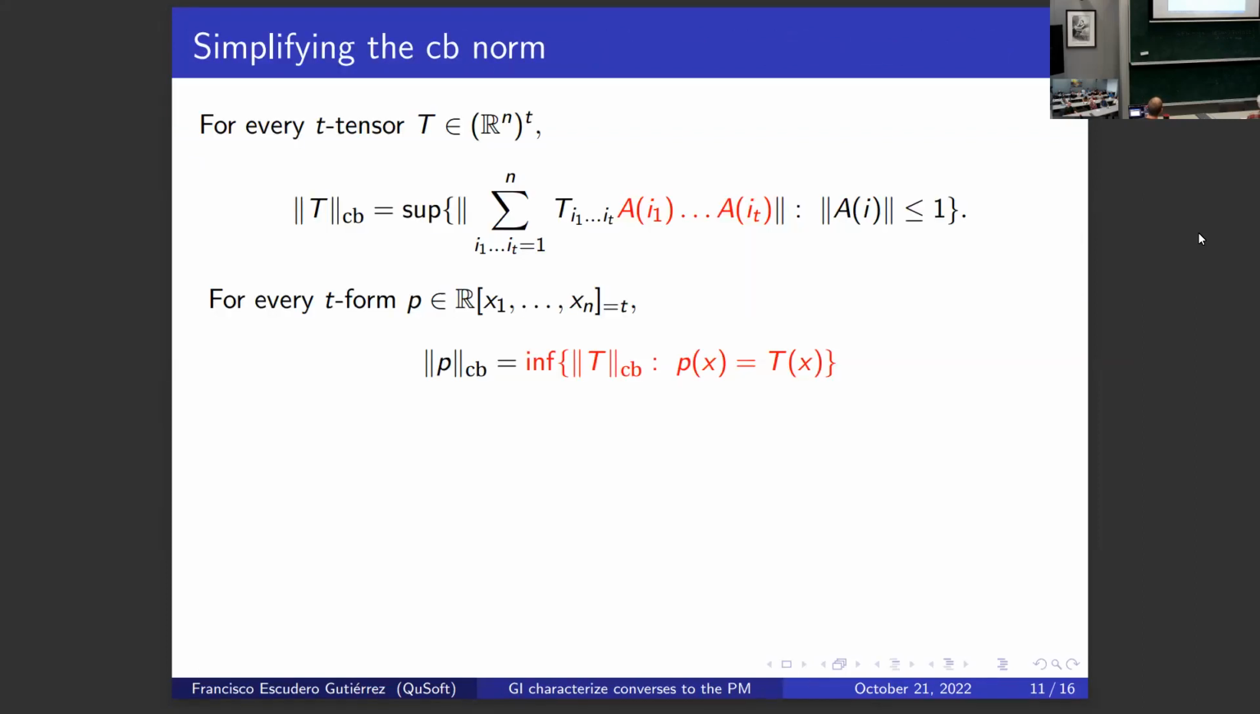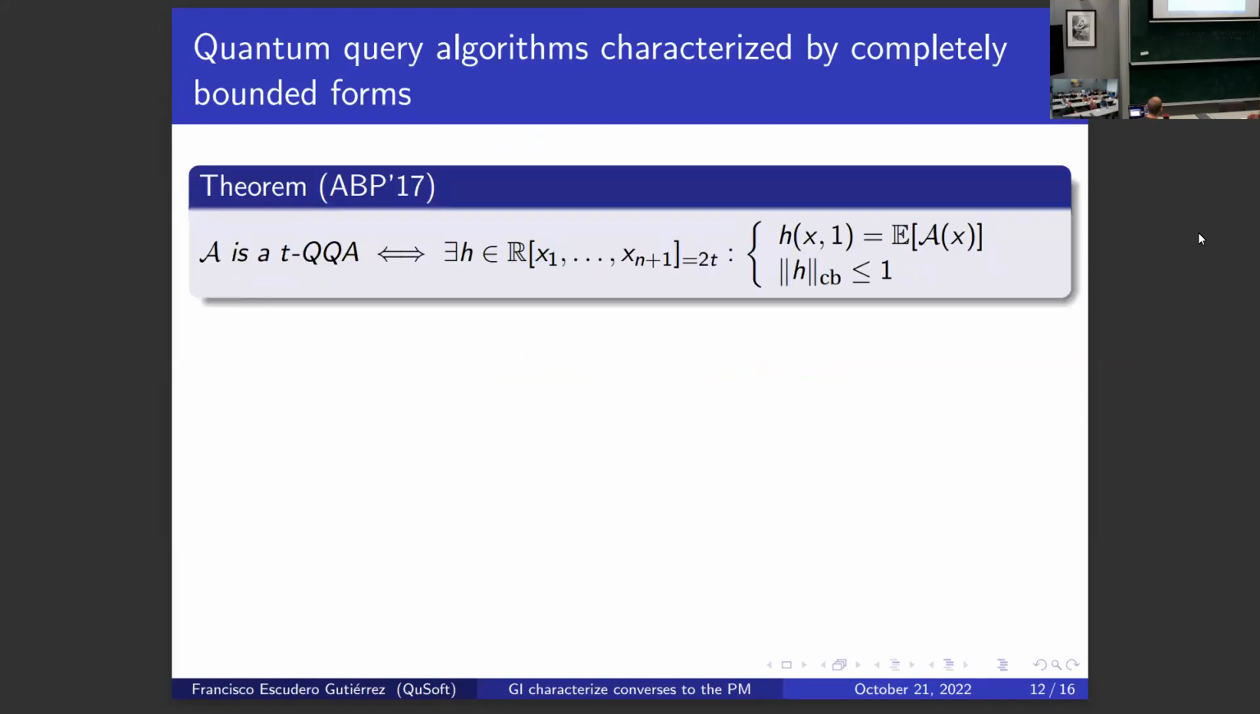Why are these polynomials and these norms important? They are important because of a result of Aaronson and Palazuelos, who stated a full characterization of quantum query algorithms. What they prove is that if you have a quantum query algorithm that does T queries, then the expectation can be extended to a polynomial that is homogeneous of degree 2T and is completely bounded. This is a bit stronger than the polynomial method because it is a full characterization, and it gives you that the outputs of quantum query algorithms are not only bounded but also completely bounded in this sense.